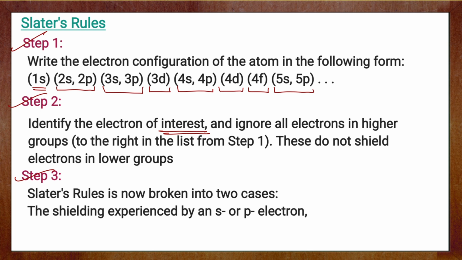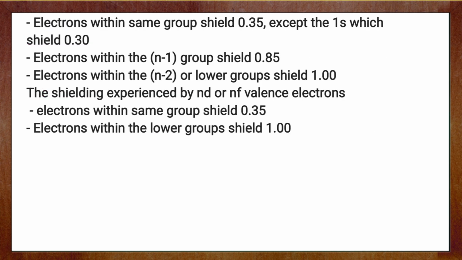Firstly, let us consider the shielding experienced by S or P electrons. When we calculate it, we consider the electrons within the same group, they shield 0.35, except the 1s. If we have a 1s electron, then the shielding is considered as 0.30. If the electrons are within the n-1 group, then the shielding is considered as 0.85. And the electrons within n-2 or lower groups, the shielding is considered as 1.